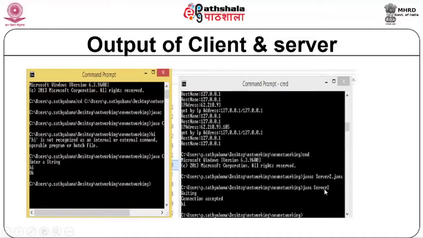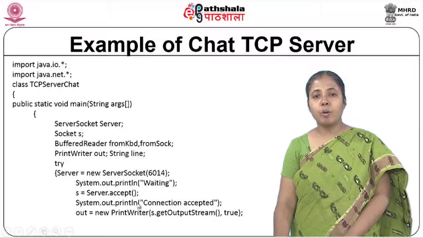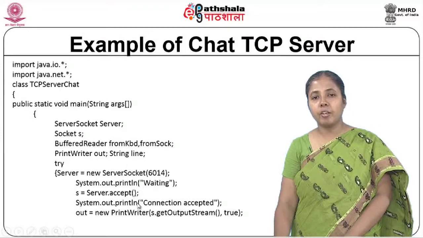The server is running, Server2 is running here and Client2 is running here. Server2 would be waiting till the client makes a connection. Once the client makes a connection, the connection would be accepted by the server, and the client is the one actually sending a message to the server. So, the hi message would be printed on the server side, and the server is in turn sending an OK message which is read by the client and printed on the client's console.